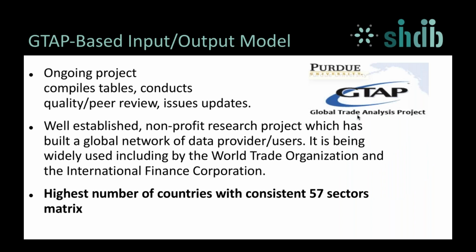We use the GTAP model for the global trade model. GTAP provided a global economic equilibrium model from which was derived a global trade model. It is the model with the highest number of countries and a consistent 57 sectors matrix. So you always have consistent results, always for the same number of sectors for any country or production activity in your supply chain.